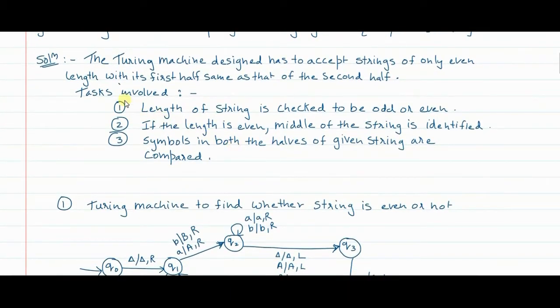So the first task here is the first Turing machine. What it does is first find out whether the given string is odd or even. Now the output of this is given to the second Turing machine. What will the second Turing machine do?